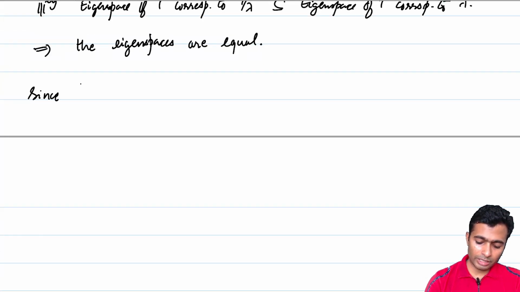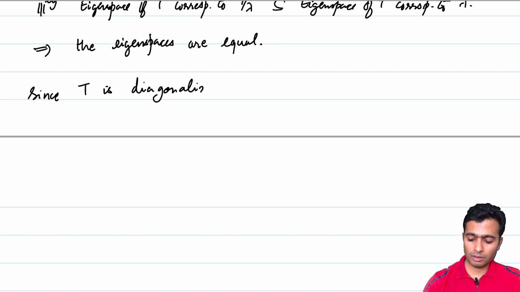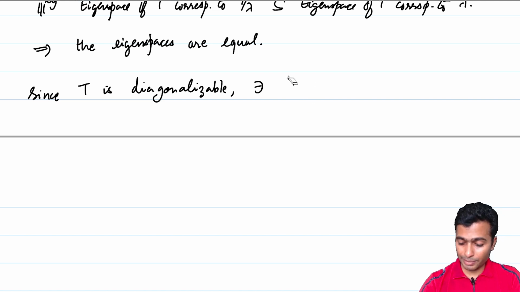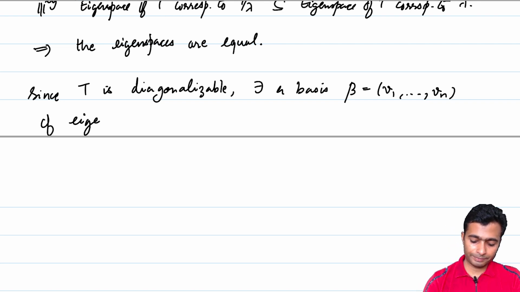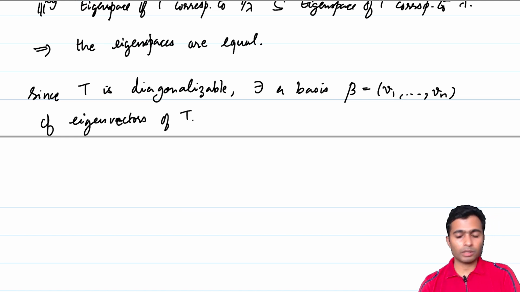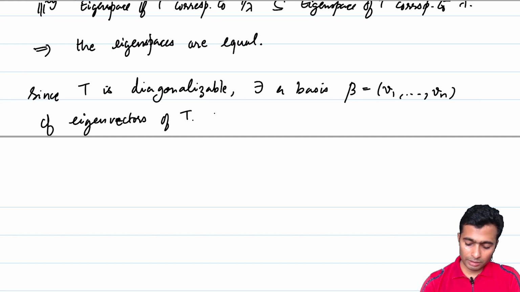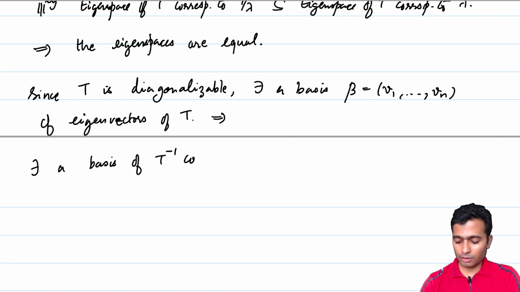Since T is diagonalizable, there exists a basis beta equal to v1 to vn of eigenvectors of T, but these are also eigenvectors of T inverse. This implies that there exists a basis of T inverse consisting of eigenvectors.